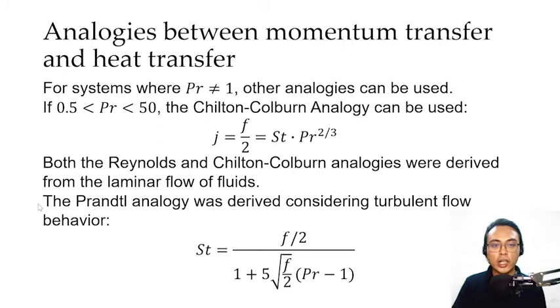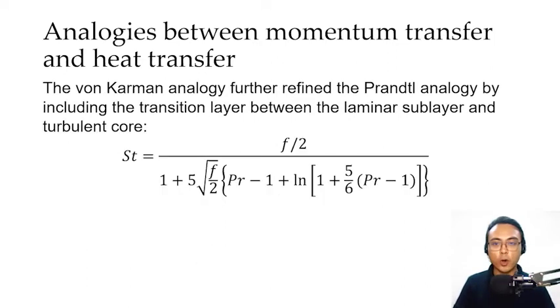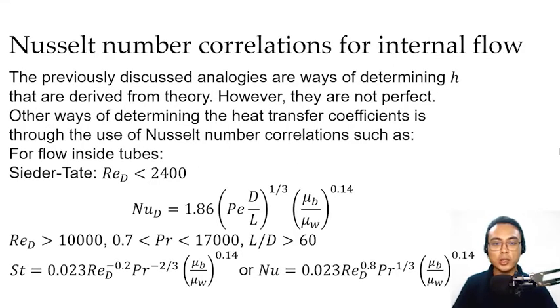If you are looking for an analogy that can be used for turbulent flow, we can use the Prandtl analogy. The Prandtl analogy is given here. It still follows the format of the previous equations in which the Stanton number is a function of the Fanning friction factor and the Prandtl number. Again, you just have to look for the value of the Fanning friction factor and solve for the Prandtl number. Substitute everything here and you can have the value of the Stanton number. We have another analogy called the von Karman analogy, which is a refined version of the Prandtl analogy, and the equation just got longer.